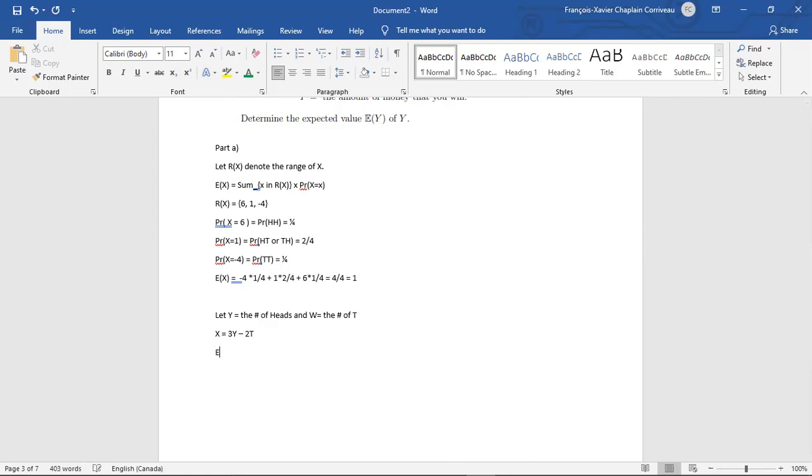And what does that mean? It means that this expected value is equal to the expected value of 3 times y minus 2 times t. Now you use linearity. Linearity tells you that this is equal to 3 times the expected value of y minus 2 times the expected value of tails. Now you observe: what is the expected value of tails?